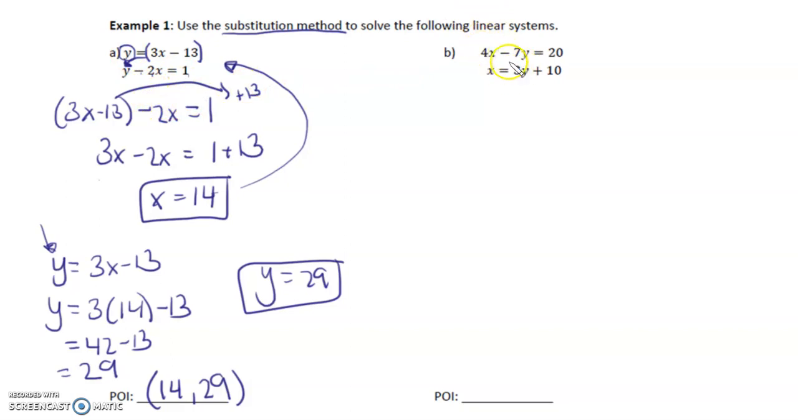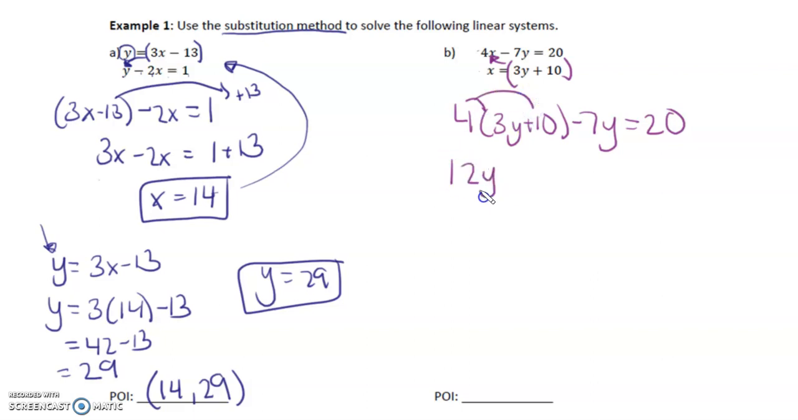Okay, B, 4x minus 7y equals 20, x equals 3y plus 10. Well, x is already isolated, so let's take this 3y plus 10 and sub it into where the x is. So copy out that first equation: 4 times 3y plus 10 minus 7y equals 20. What we're going to do is expand that 4 into the bracket. We get 12y plus 40 minus 7y equals 20.